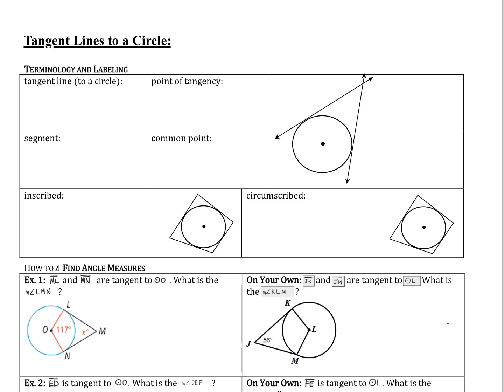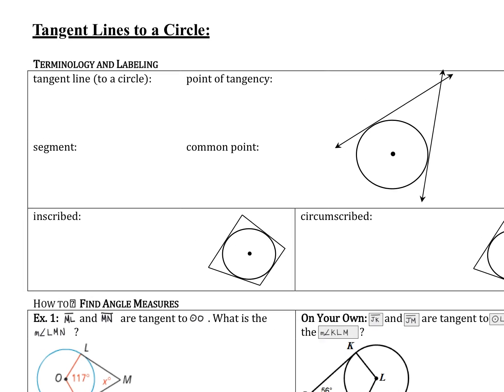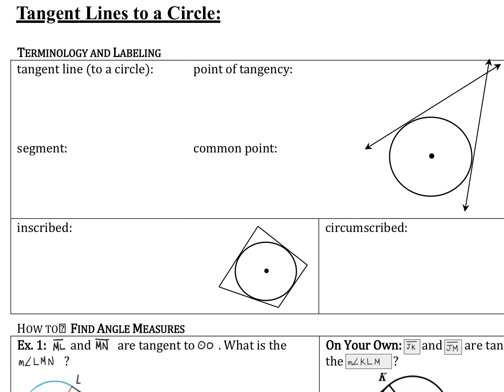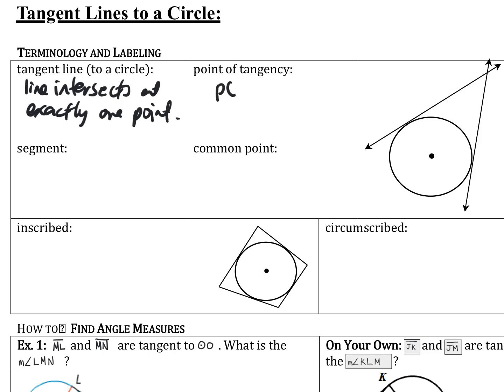Tangent lines to a circle. Let's look at some terminology and labeling. The first word, tangent line to a circle, means that the line intersects the circle at exactly one point. The point of tangency is where the tangent and the circle meet.